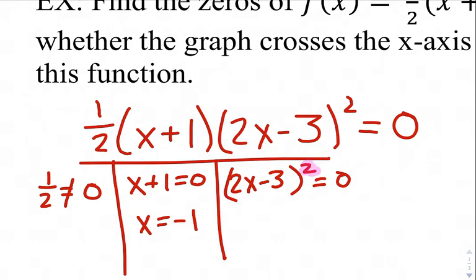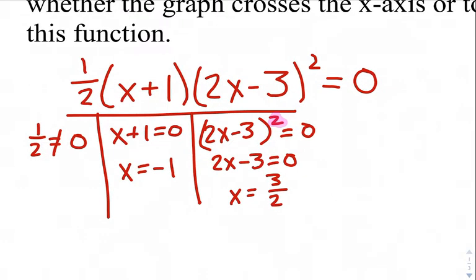But I could square root both sides, and then I would just get x, or 2x minus 3 equals 0, so x would be 3 over 2. So because of this 2, this has a multiplicity of 2. If I look at x plus 1, there's no exponent here like there is here. So this is called a multiplicity of 1.